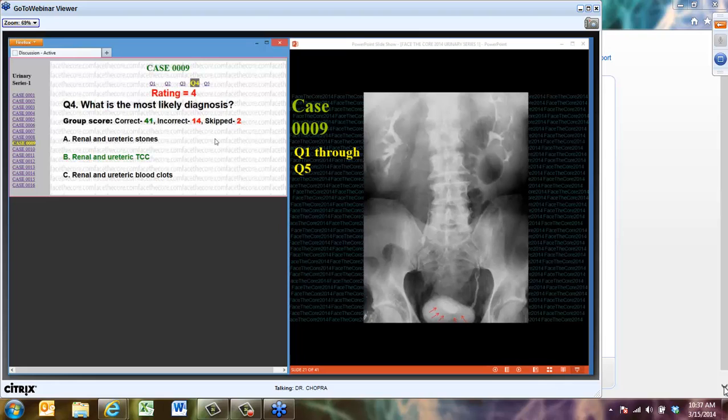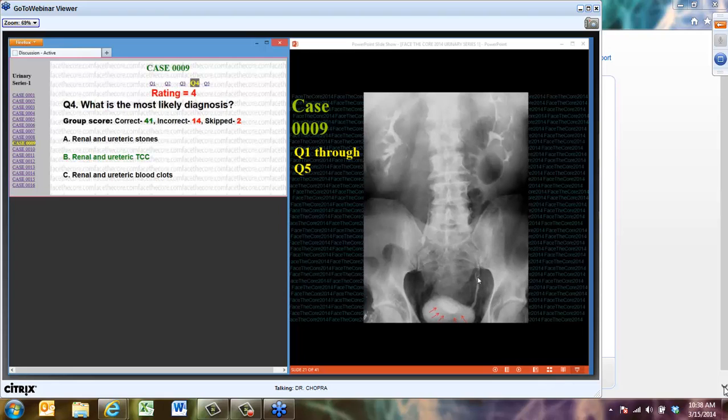Which of the following is the most likely diagnosis once you have found that there is a filling defect here and here? This is a renal and ureteric TCC. Why not renal and ureteric stones and renal and ureteric blood clots? If you actually look at this, this is an irregular polypoid mass, so this is most likely a TCC.